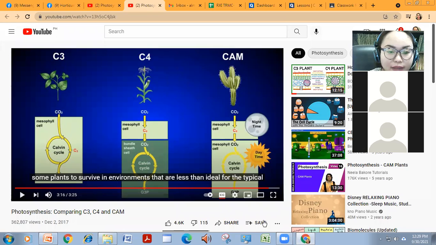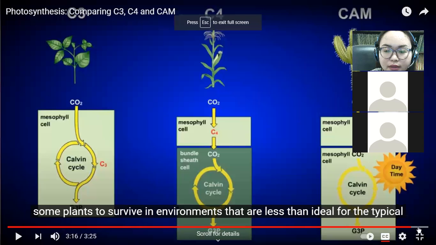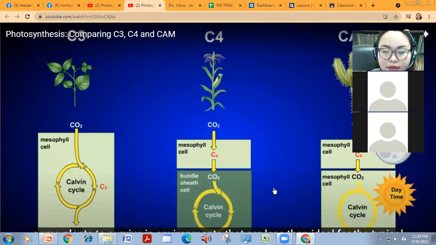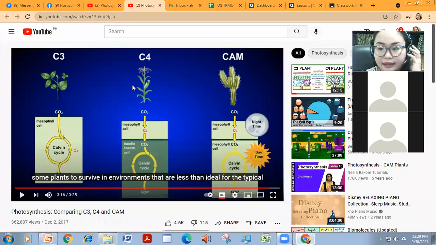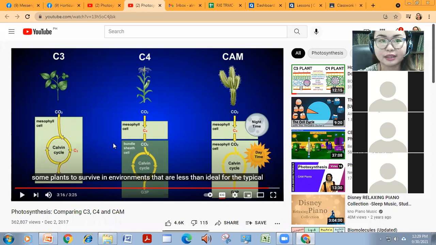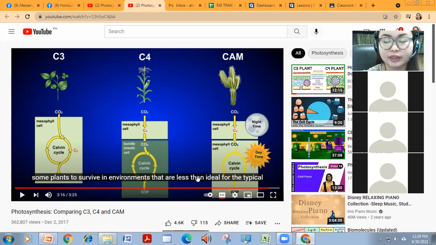So let me just go back to the photo here. Wait lang, sorry. Okay, so as you can see here, we have three types of plants. Can you hear me now? Okay, sorry, the audio is weak, but you can go back to the link next time. The subtitles have words that are exactly what is being explained and what is written on the screen. So there are three types of plants based on their photosynthesis adaptation.